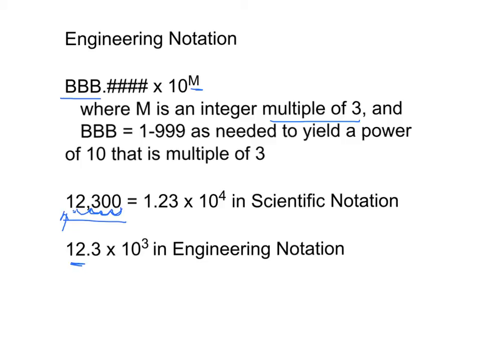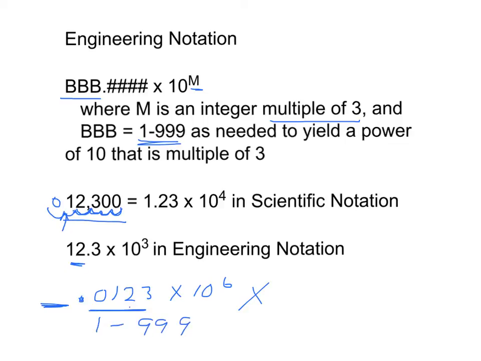If we moved it another 3, 1, 2, 3, you would have something that's less than 1. So it's not between 1 and 999. So you would not say 0.0123 times 10 to the 6. That's not engineering notation. You want this number in front of the decimal to be somewhere between 1 and 999 inclusive.